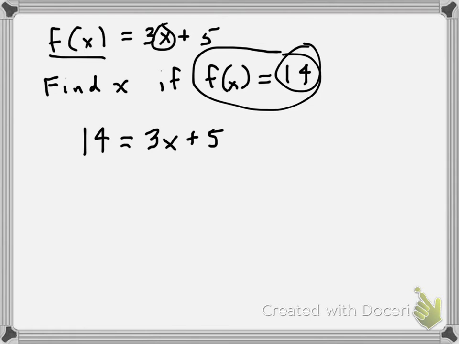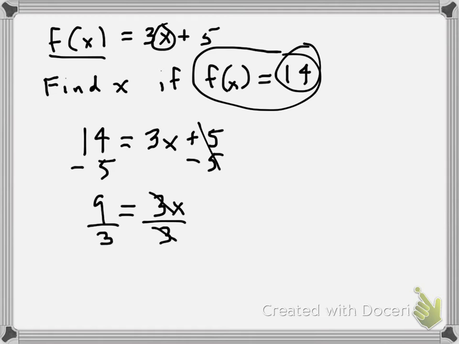So just like we did in the first video, we're going to move the 5 over to the other side. Okay, these are gone. Get 9 over here on the left. And then we want to get that x by itself, so I'm just going to divide by 3 on both sides. Again, to get rid of a multiplication, I'm going to use the opposite operation. So 9 divided by 3 is 3. And so our x value in f of x equals 14 is going to be 3.